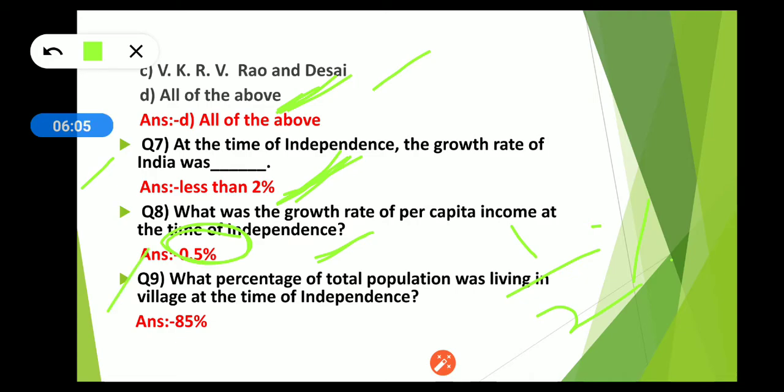Question number 9. What percentage of the total population was living in villages at the time of independence? At the time of independence, what percentage of the total population was living in village areas, or rural areas? The answer will be 85%. So only 15% was living in urban areas, in cities, शहर में रहता था, लेकिन 85% जो है वो विलेज एरियाज में रहता था.